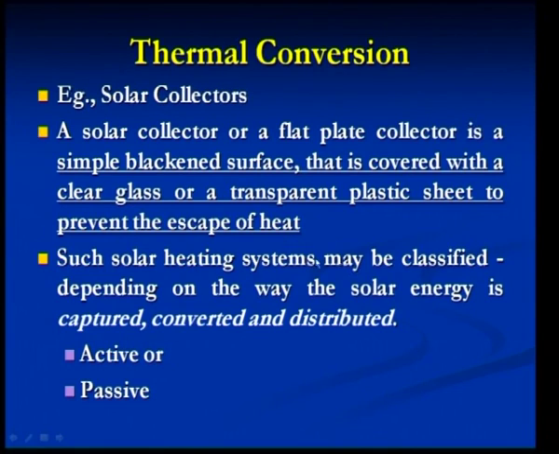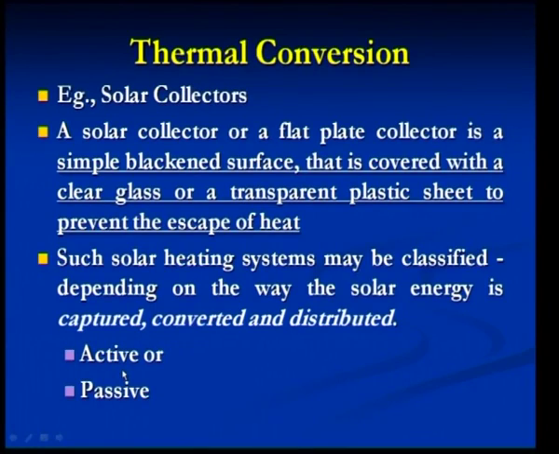Such a solar heating system may be classified depending on the way in which the solar energy is going to be, number 1, captured, number 2, converted, and number 3, distributed. There are different ways of capturing the energy, converting and storing it in a particular form, and then, thirdly, how do we distribute this amount of stored energy to our various uses. Basically there are 2 types. They are called active system and passive system. Let us see the difference between an active and a passive water heating system.